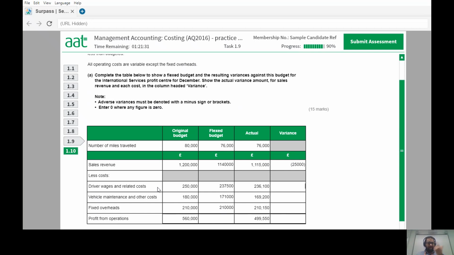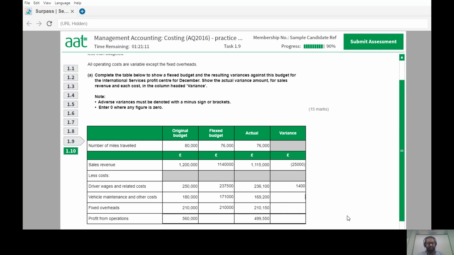And then again, the driver's wages. This is going to be lower than my flex budget. Therefore, this is going to be a favorable variance, a positive variance. So let's see, 1375 minus 2361 is going to be 1,400.